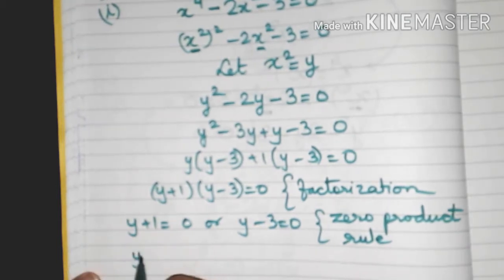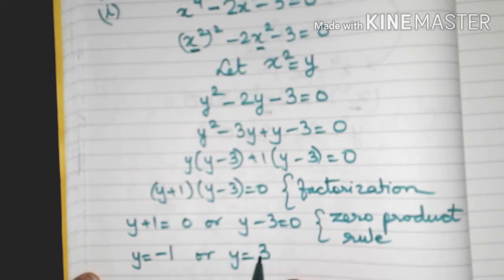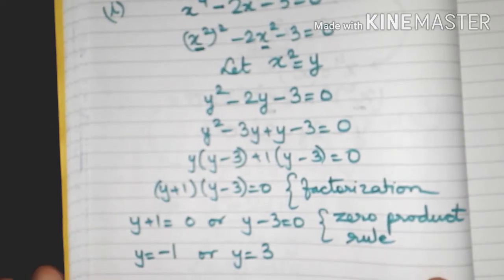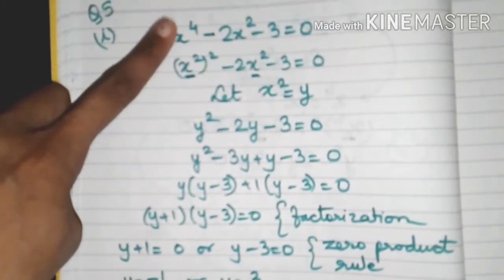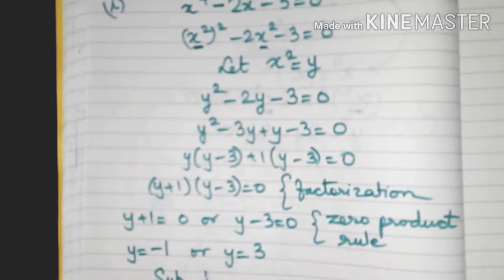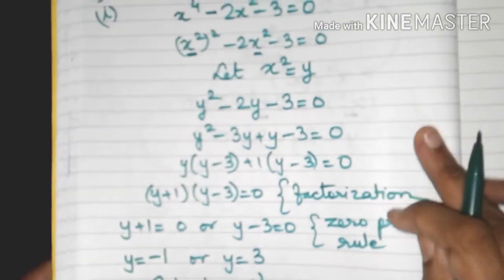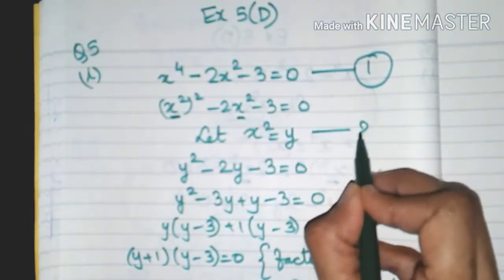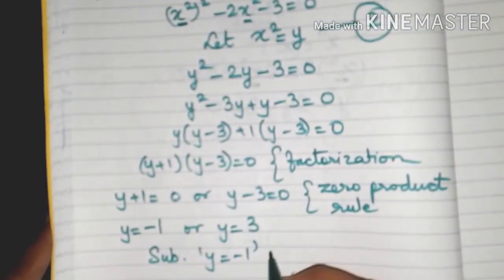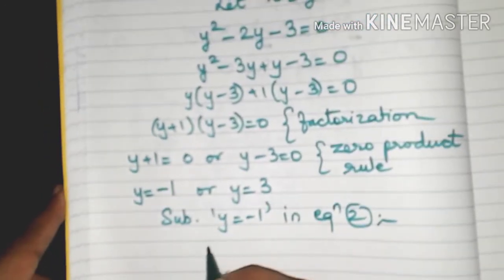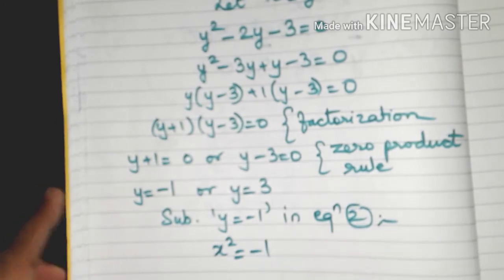Now what are the possible values of y? y is either minus 1 or y is equal to 3. So these are the two values. Now this is not the end of the question because we have to find the value of x. We have only found the value of y. So substitute y equal to minus 1 in this equation. Suppose I name this equation as 1 and this equation as 2. So I substitute y equal to minus 1 in equation 2. Then what will I get? I will get x square equal to minus 1.